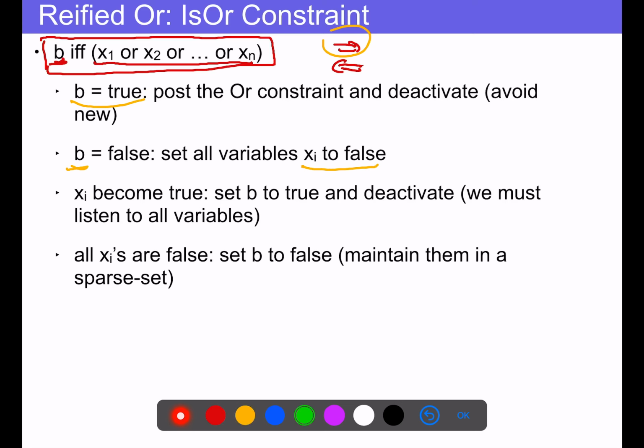Okay, let's study now the other direction, this one, okay? If one variable becomes true, let's say x2, if x2 becomes true, then you can safely set B to true, okay? So B is set to true because you know that the OR is satisfied. And if all the x1 to xn are set to false, okay, you know that the OR is not satisfied and you set B to false, okay? So there are 4 different cases for this constraint and one of them is dynamically posting the OR constraint that we just studied before.